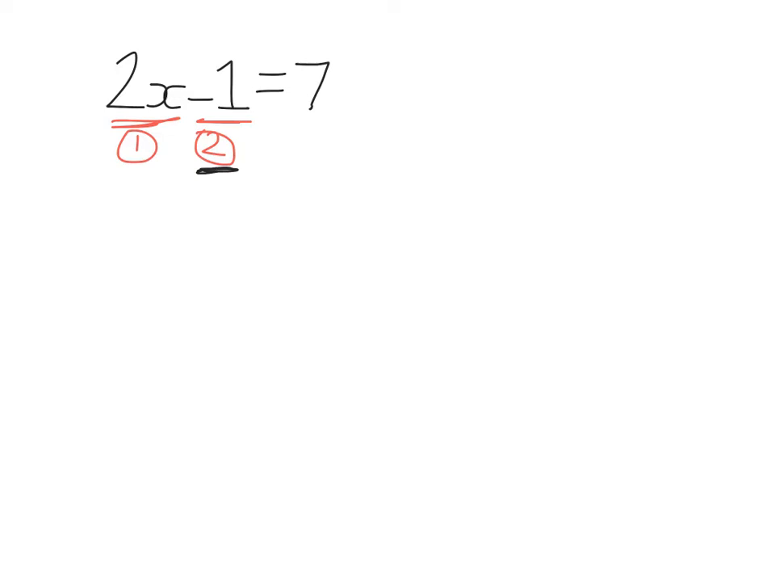So I undo subtracting 1 by adding 1. So I'm going to add 1 to the left-hand side. But what I do to the left-hand side, I must also do to the right-hand side. So if I add 1 to both sides, on the left-hand side, minus 1 and plus 1 cancel out. They just equal 0. So I'm left with 2x. 7 plus 1 gives me 8.